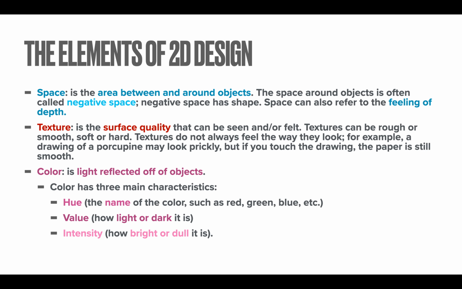Color is how light is reflected off of objects, and it's described in three main ways.